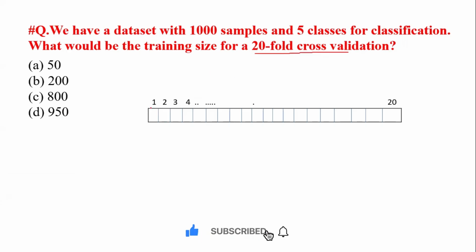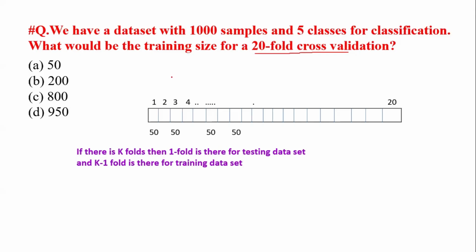Now, how many samples will be there in each fold? 1000 by 20 gives us 50. That means in each fold there will be 50 samples. Now we have to remember one thing. If there is k fold, then one fold is there for the testing data set, and k minus one folds are there for the training data set.